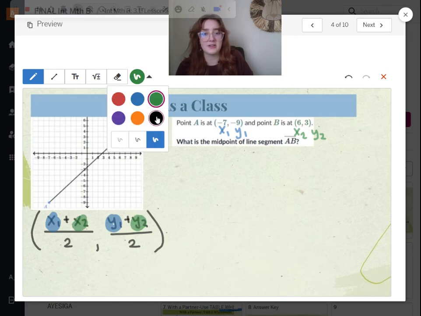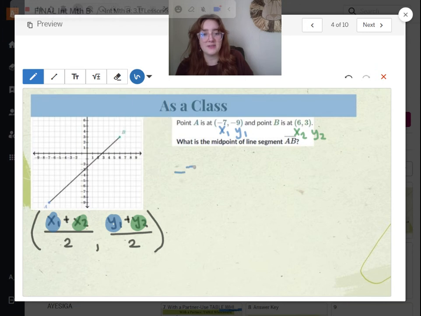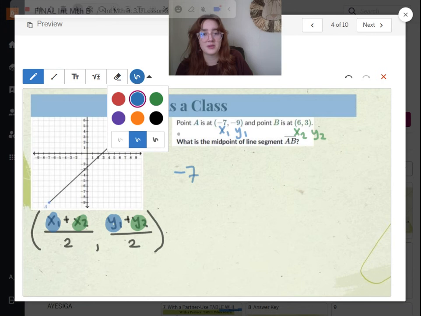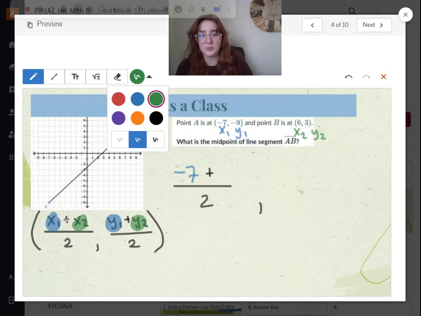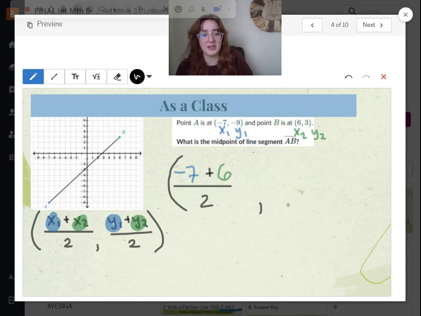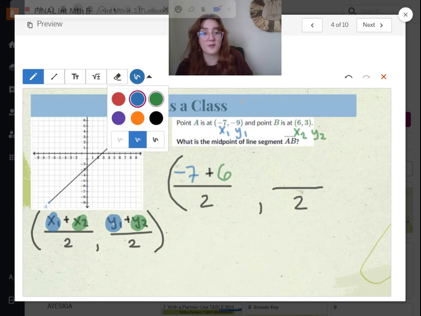What are we doing here? All right, let's see. So x1, that's going to be -7 plus, let me get this set up here, x1 plus x2, so that's going to be 6. And that's to find the new x value for the midpoint. Now to find the new y value, all I'm doing is following the color coding, following our formula. Y1 is -9.